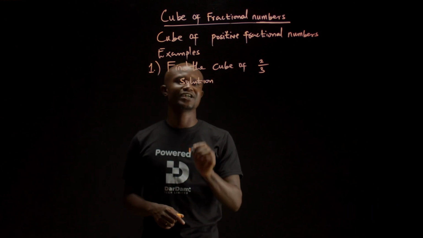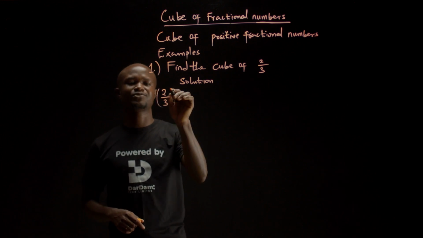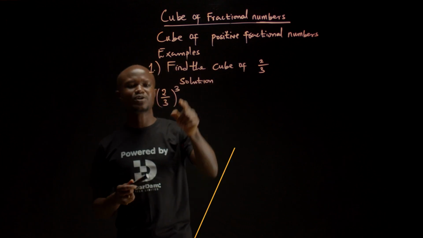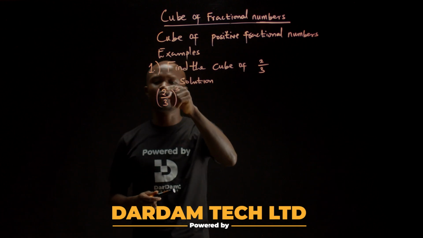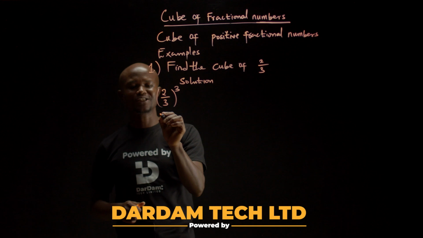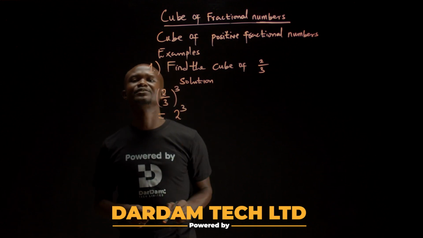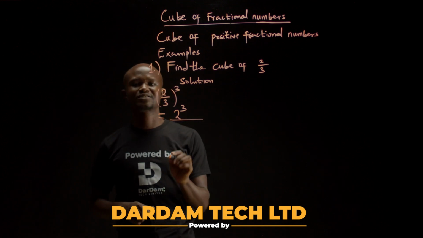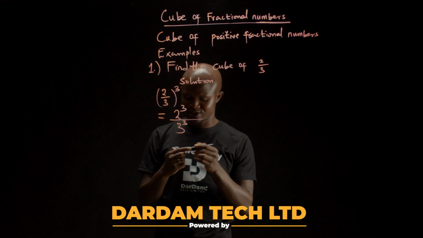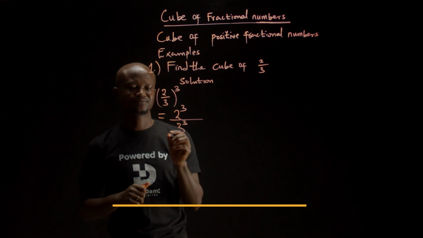Now, to find the cube of this, it means we have 2 divided by 3 raised to the power of 3. Now, this 3 we have here, we affect both the numerator and the denominator. Now, what are we going to have? We are going to have 2 raised to the power of 3 divided by 3 raised to the power of 3. Numerator raised to the power of 3, then the denominator raised to the power of 3.